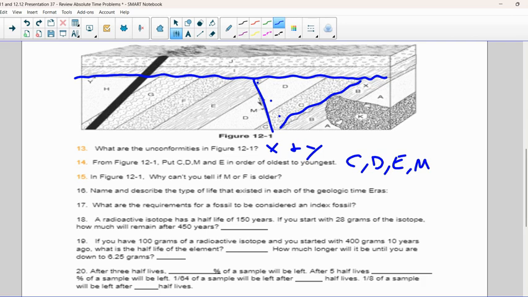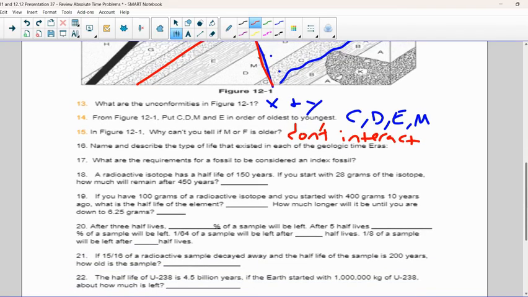Why can't I tell if M and F, which one's older? So let's see where they are. Here's M, and F is right here, and they don't interact. So I don't see if one cuts across the other, and so because of that, I don't know. They don't interact. I just can't see what happens when they intersect one another.